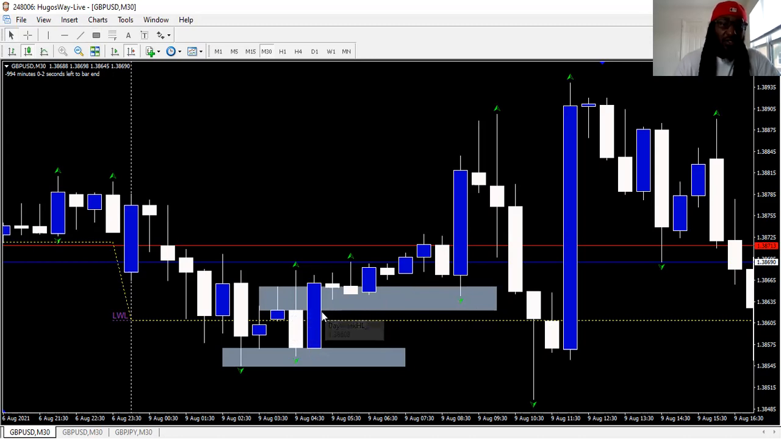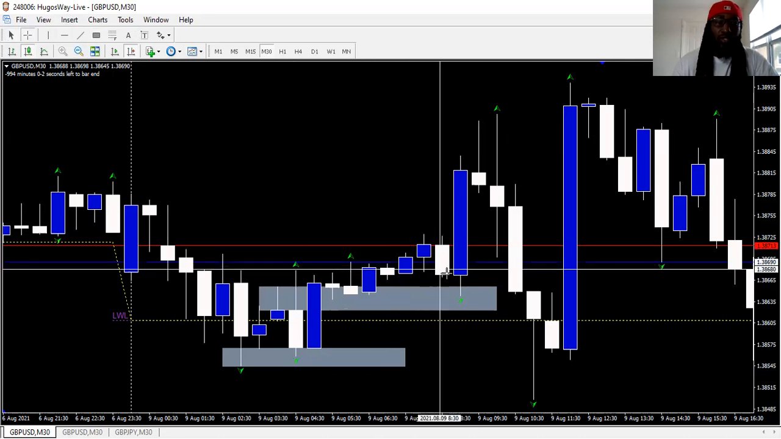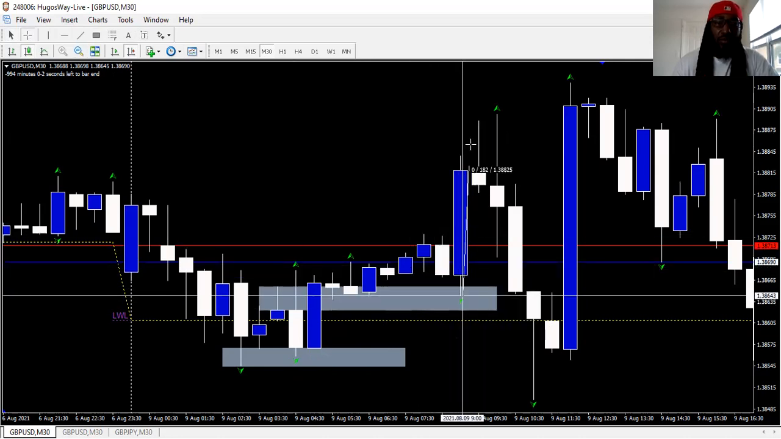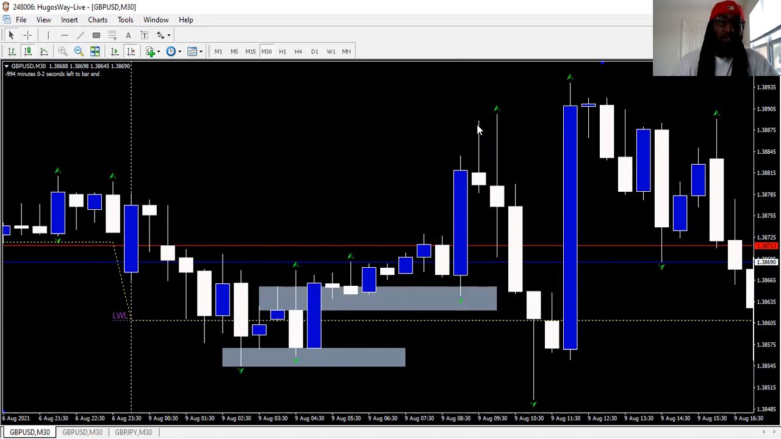And so as you can see, price came up, came back, and retested that neckline. Boom, get your bag. That's 23 pips, 20 pips, and I'm good. So that was an entry you could have taken on that.